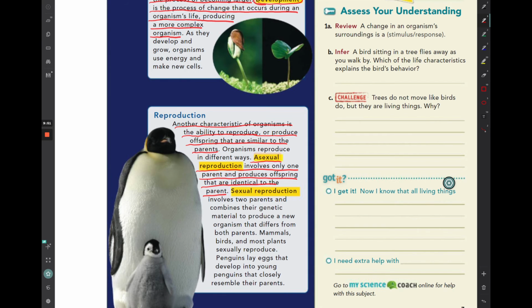For example, when a bacteria cell just divides and splits into two, you started with one parent, just one cell, that divided into two, and they are identical to the parent cell. And then what we're more familiar with is sexual reproduction, which does involve two parents. It combines the genetic material to produce a new organism that is different from both the parents. So most of the animals that we're familiar with, mammals, birds, and most plants, reproduce using sexual reproduction.